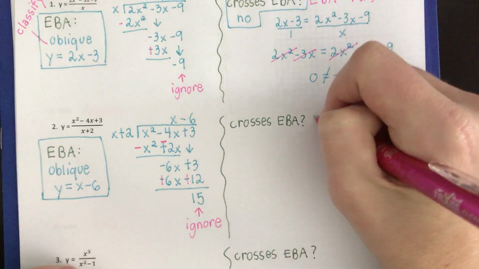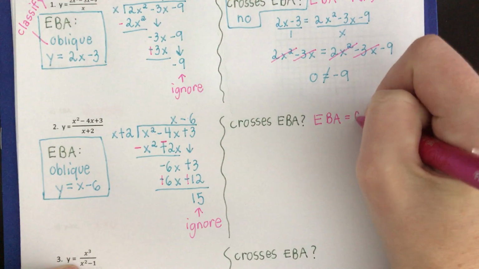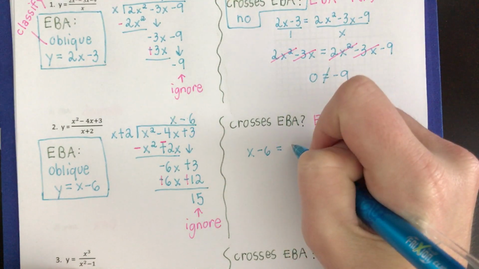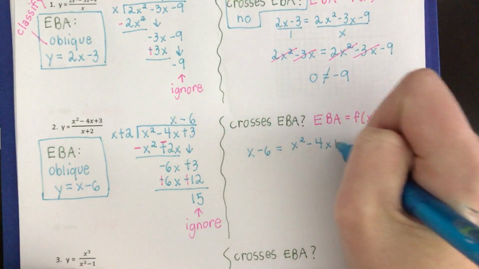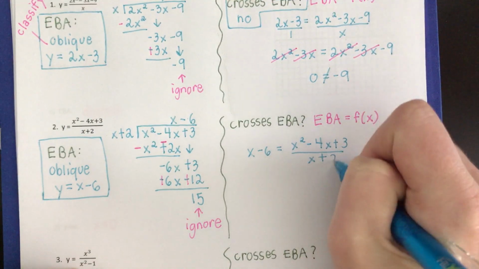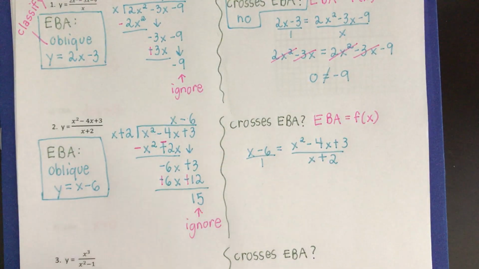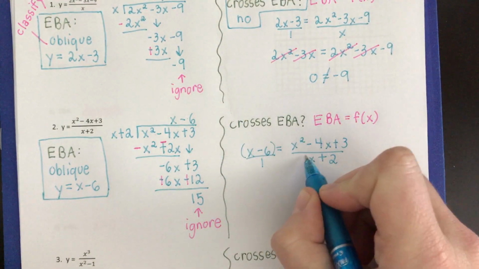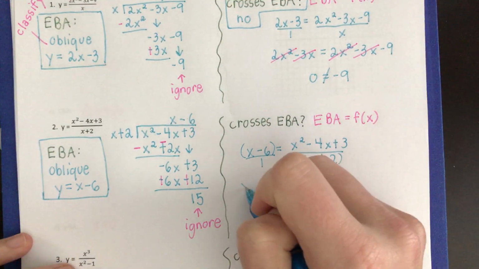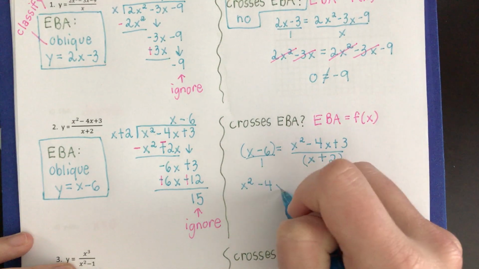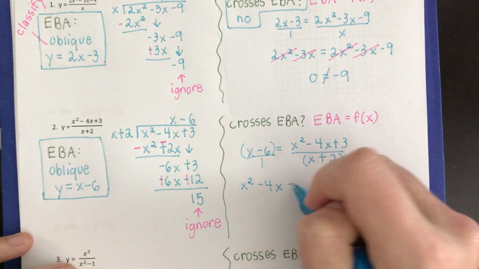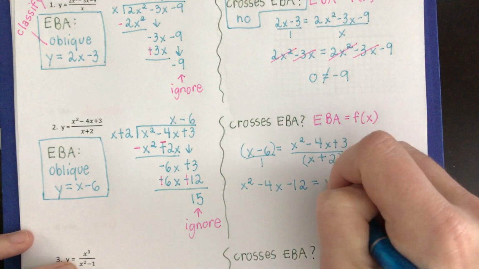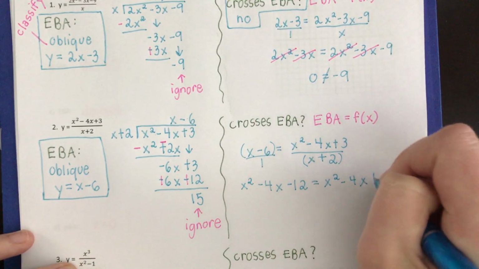So EBA equals f of x, remember? So x minus 6 equals x squared minus 4x plus 3 over x plus 2. So then over 1 and cross multiply. So here we are going to have to FOIL, because we're going to multiply x minus 6 times x plus 2. So that's going to give us x squared. It'll give us minus 4x when you FOIL, and then negative 12 equals, of course, this term times all three of these.